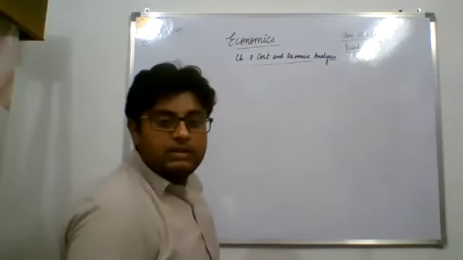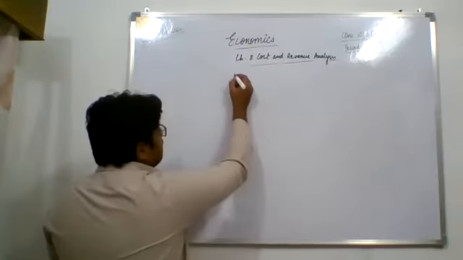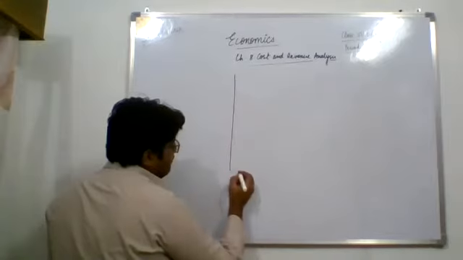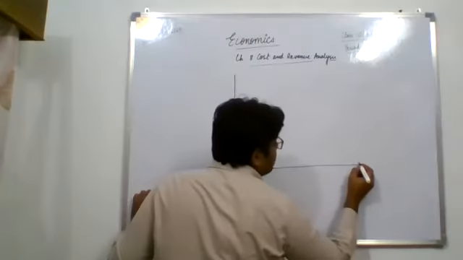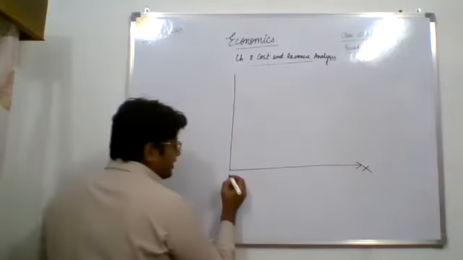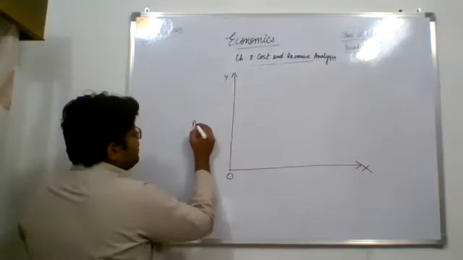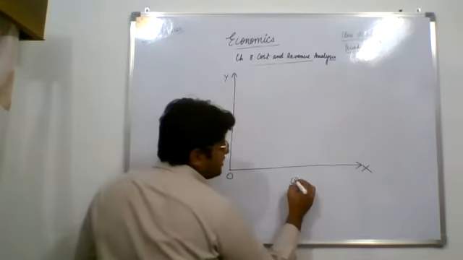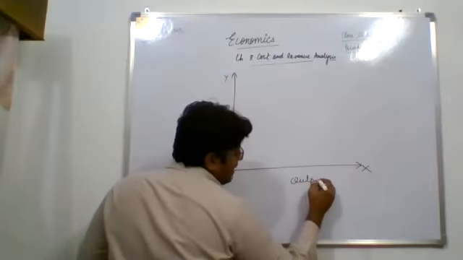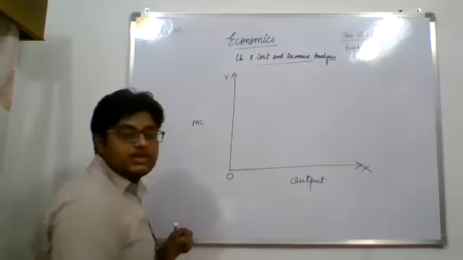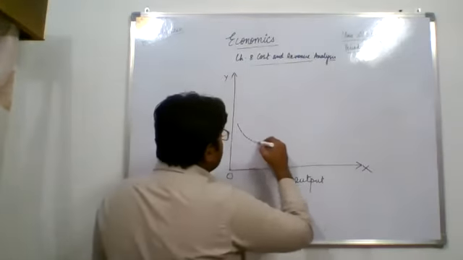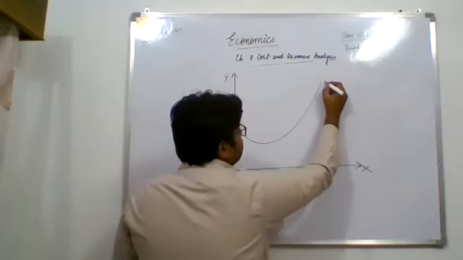Okay, so let us draw the marginal cost curve now. I will take the two axes. This is my x-axis. This is my origin. This is my y-axis. Here I will take marginal cost. Here I will take output. And I have told you the shape of the marginal cost will be a U-shaped curve.